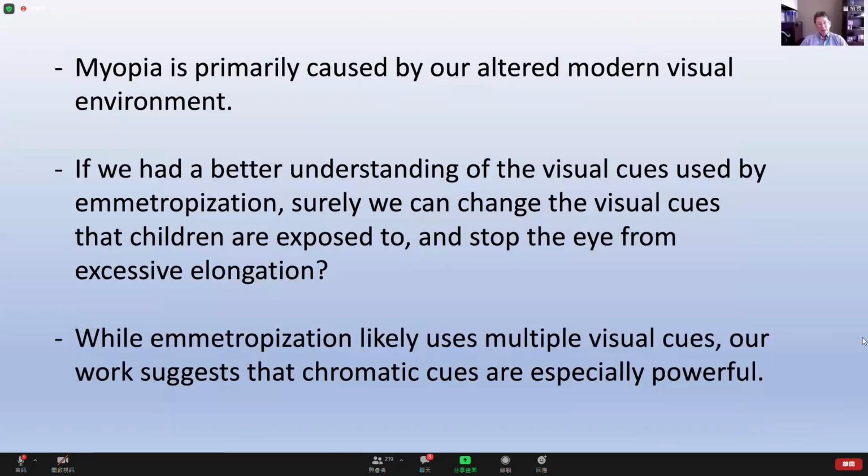So to sum up, myopia is primarily caused by our altered modern visual environment. I mean, we know there's a major genetic susceptibility component, but the main driver is our visual environment. If we had a better understanding of the visual cues used by emmetropization, surely we can change these cues or add new cues and stop the eye from growing too much. And while emmetropization, we think, likely uses multiple visual cues, our work suggests that chromatic cues are especially powerful.